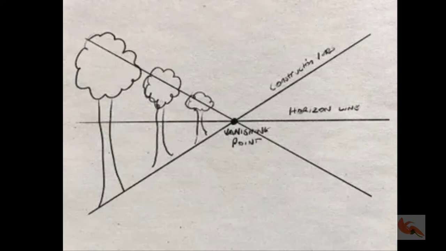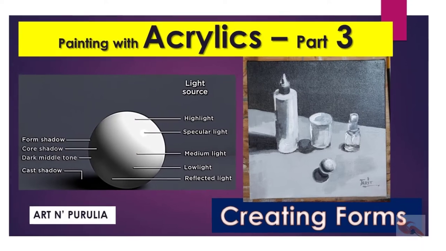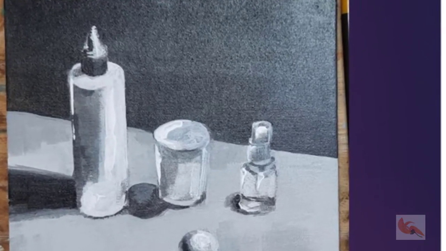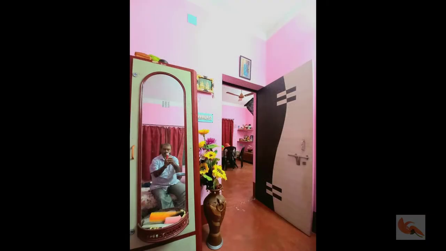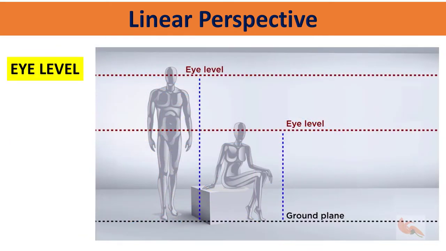Since we paint on a 2D canvas, naturally whatever we paint on that would look flat. We have seen how we can use value to address this problem to some extent with individual objects. But what about a space where all the objects are at different heights and distances? Linear perspective is an excellent way to create space in a painting, and it can be easily understood once you know these key elements. Eye level.